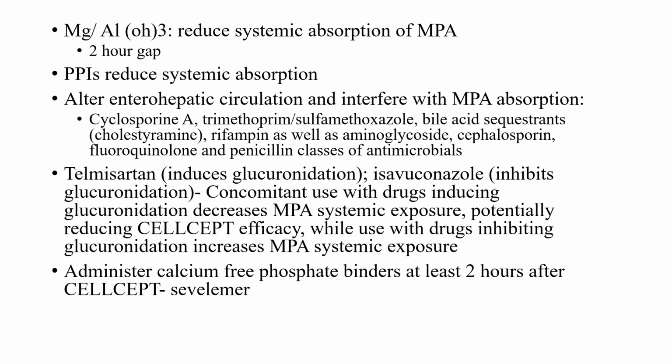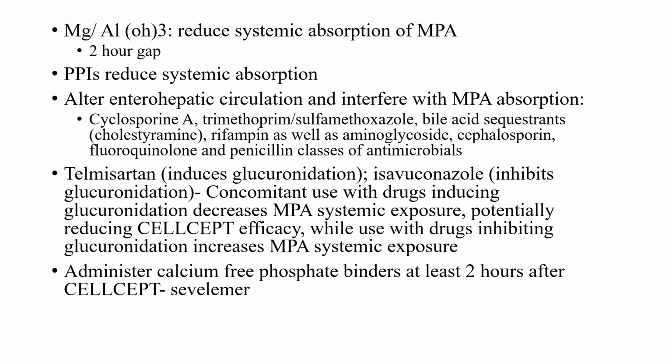And the drug interactions commonly reported include magnesium or aluminum hydroxide containing drugs will reduce the systemic absorption. So we should maintain a gap of 2 hours between them. PPIs reduce systemic absorption. So there should be a gap between administration of PPIs and Cellcept. And those drugs which alter the enterohepatic circulation will interfere with the MPA systemic absorption, like cyclosporin, trimethoprim, cotrimoxazole, bile acid sequestrants like cholestyramine, rifampin, as well as aminoglycosides, cephalosporins, fluoroquinolones, and penicillin class of antibiotics. So they can interfere with the Cellcept absorption.